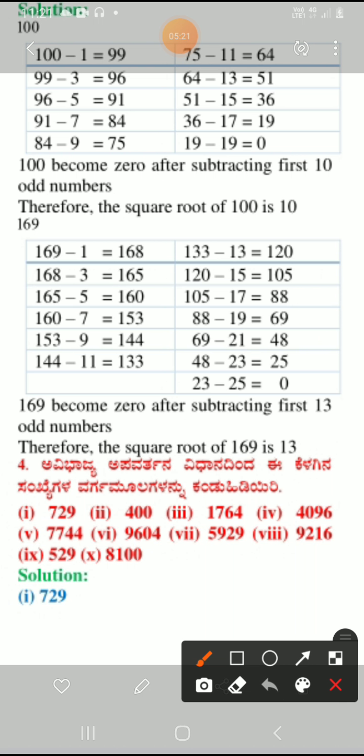Here it is just wrongly written. Children, kindly do it as 25. This is not 23. This is 25. Okay, got it. So 25 minus 25 comes as the answer 0.